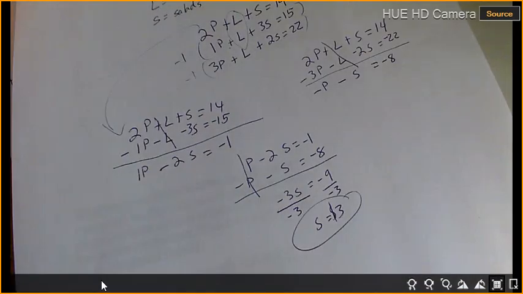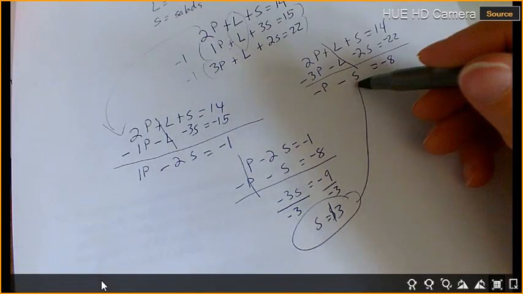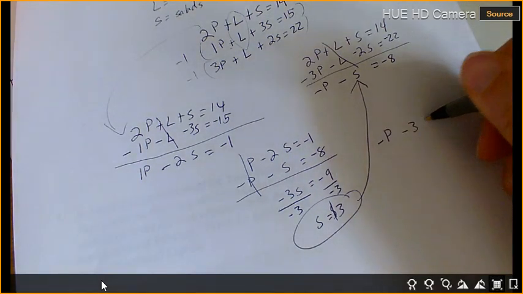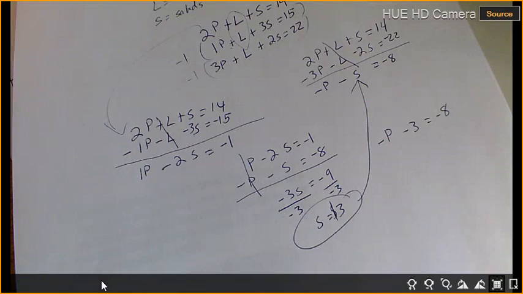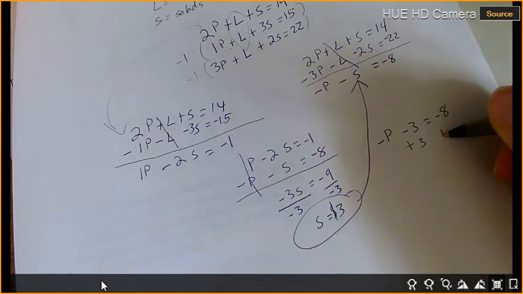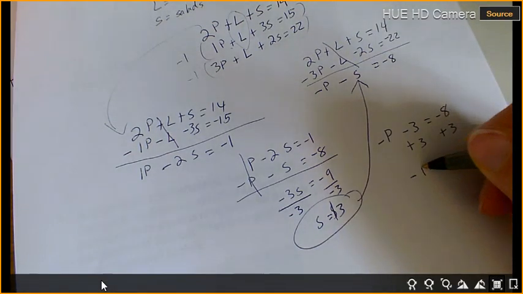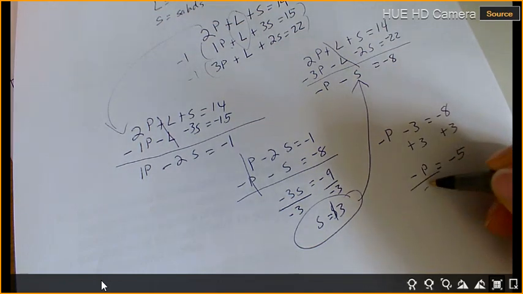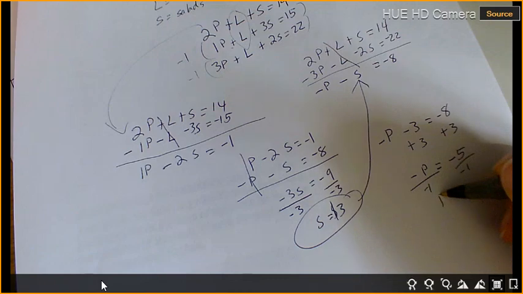Okay. Now I can plug it back into this equation right here. Negative P minus 3 equals negative 8. Add 3 to both sides. Negative P equals negative 5. Divide by negative 1. P equals 5.